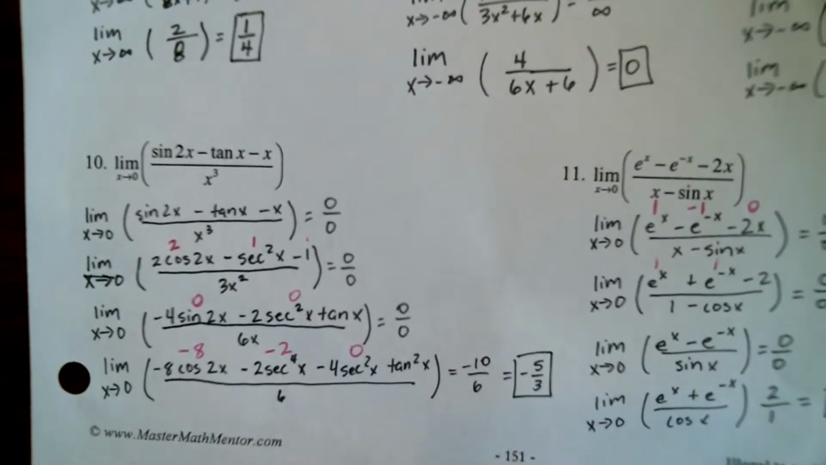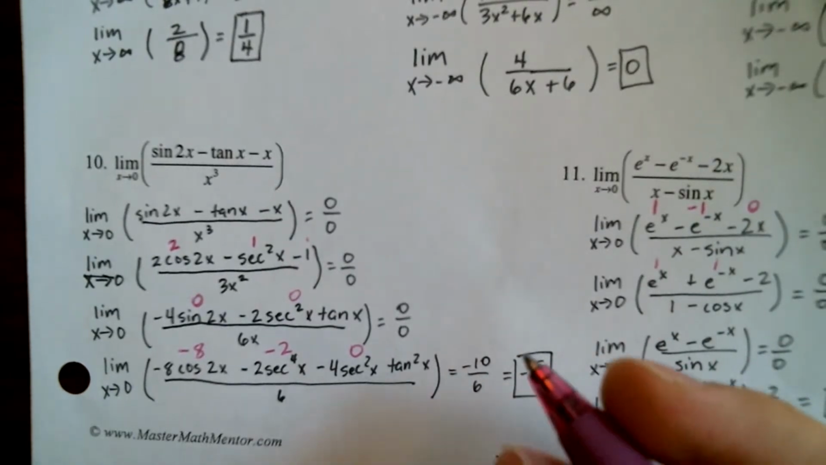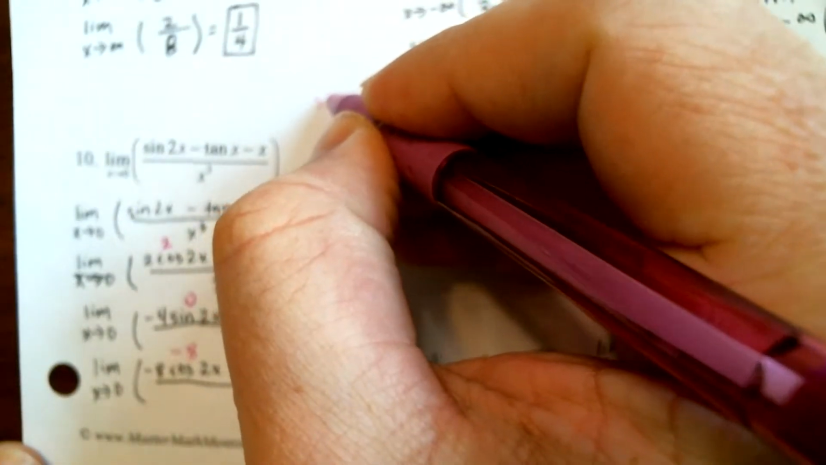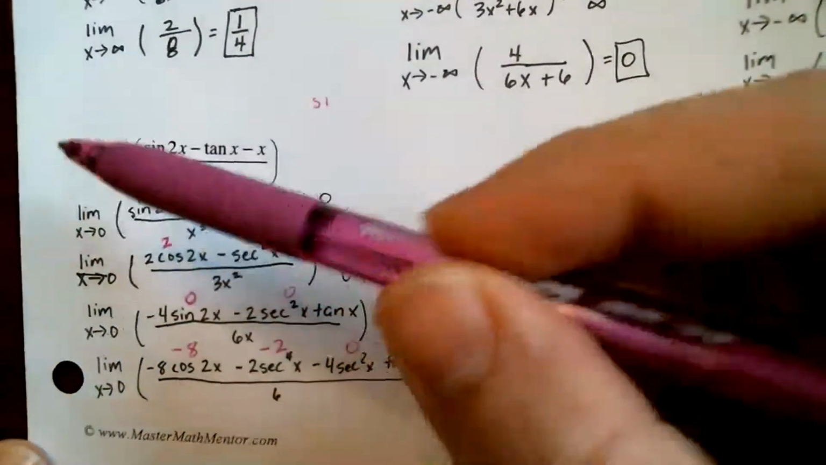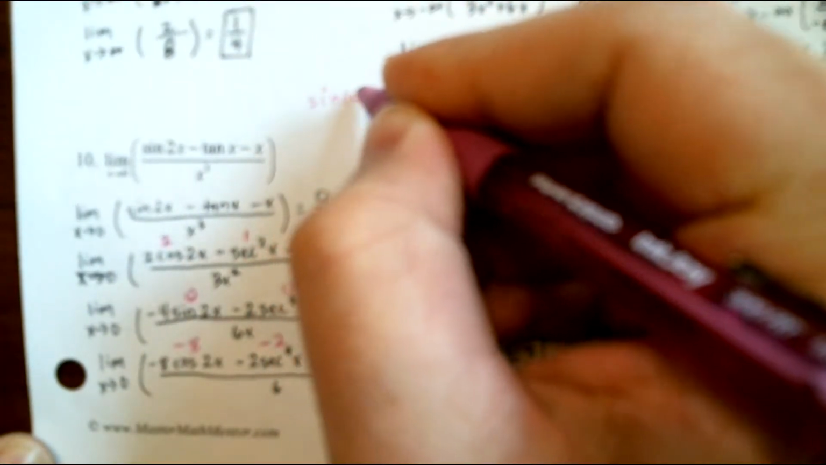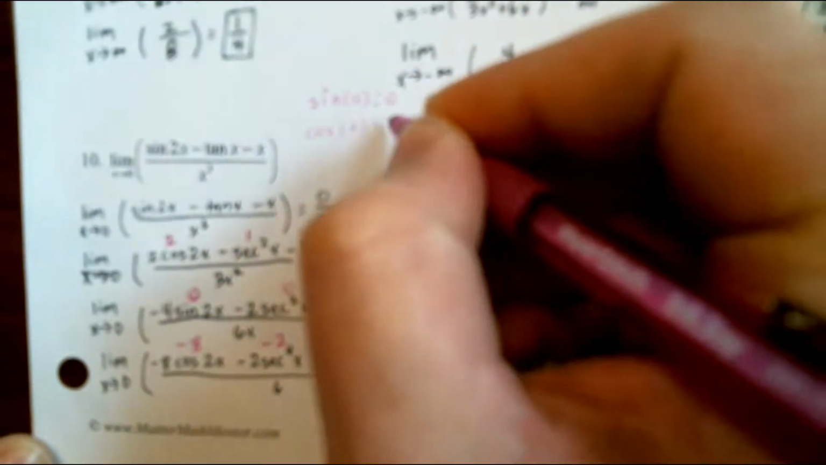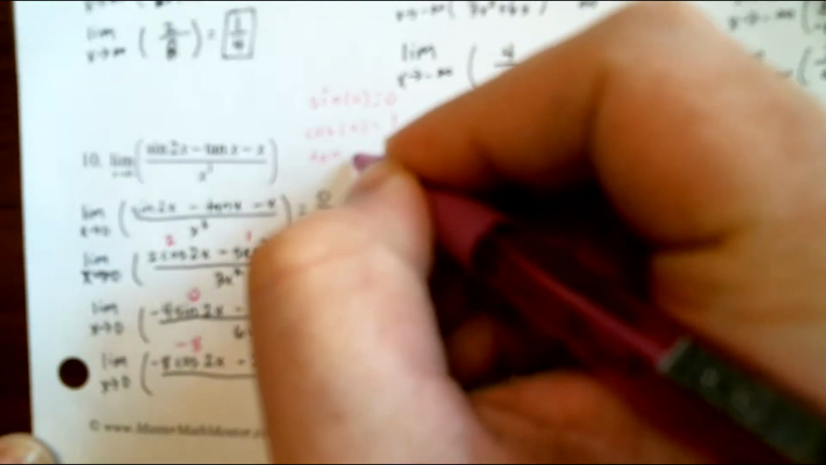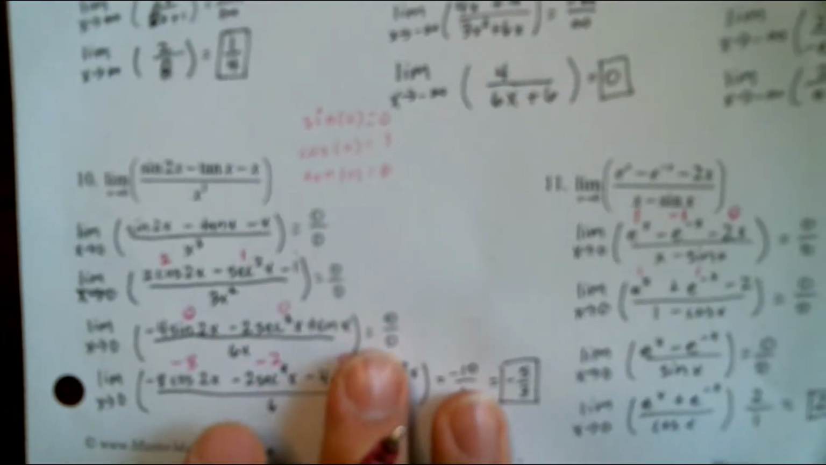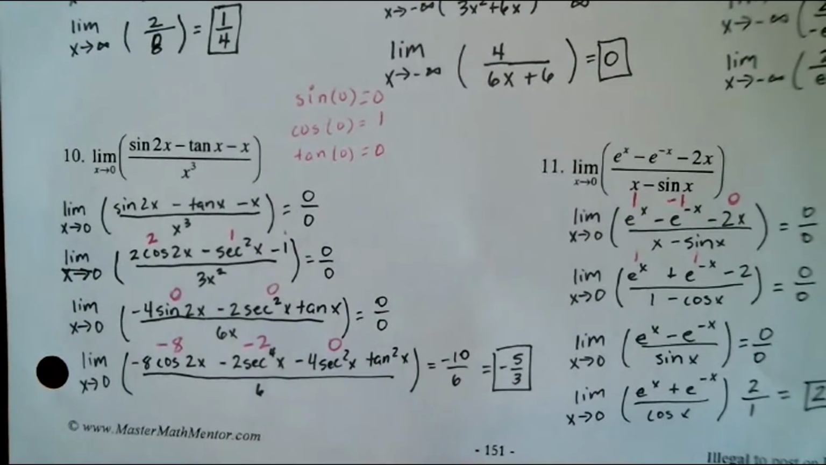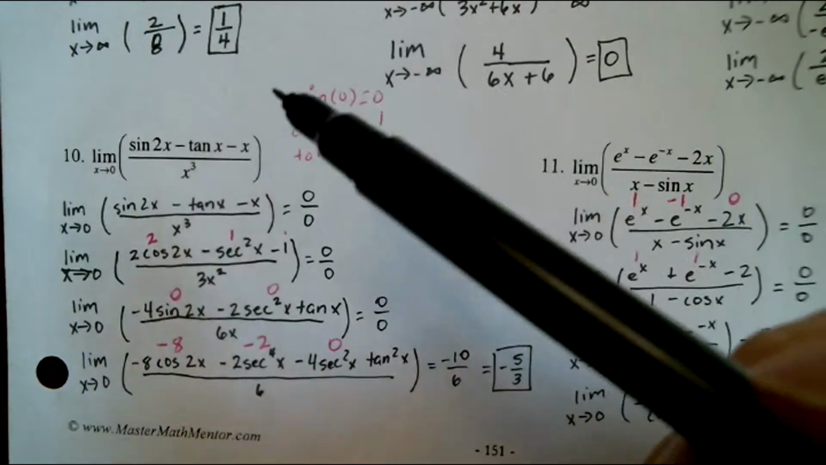Okay. So going to number 10. Now, I think it would be valuable for you to understand that, especially since we're seeing as x approaches 0, sine of 0 is 0. Cosine of 0 is 1. And then therefore tangent of 0 will be 0. I think it's important that you know those three in order to flow with the rest of it.